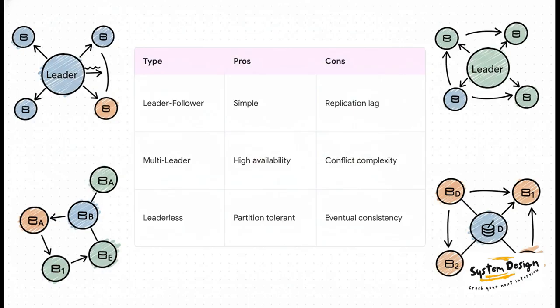The classic way to do this is a leader-follower setup. All the new data, the writes, go to one main server, the leader, which then copies it out to the followers. It's simple and it works, but you can get some lag. Then you have more complex setups like multi-leader or even leaderless systems. They give you way higher availability, but man, they open up a whole new can of worms. Like, what do you do when two people try to write different things at the exact same time?